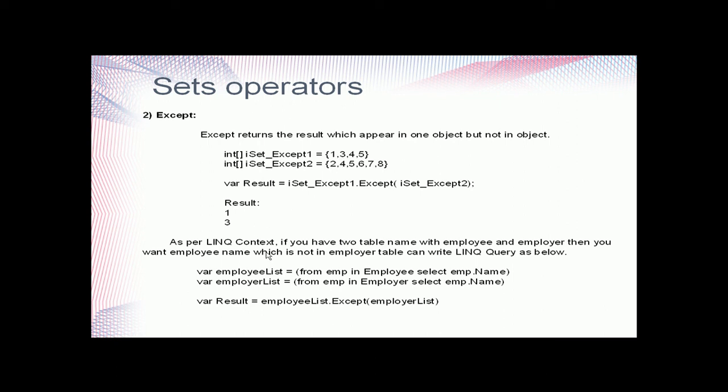As per the LINQ context, if you have two tables, employee and employer, and you want to find the employee names which are only in the employee table, not in the employer table, you can write the LINQ query as below. Just write a simple select query on the two different objects, and use the except method. It will return the employee names which are only in the employee table, not in the employer table.